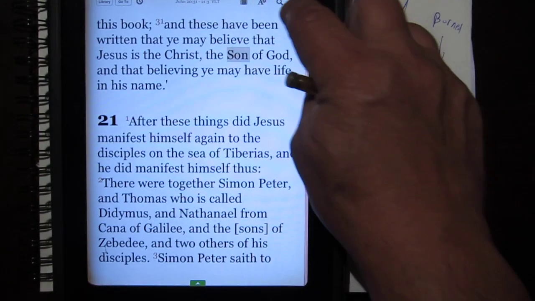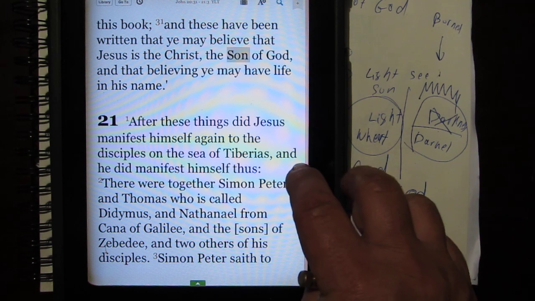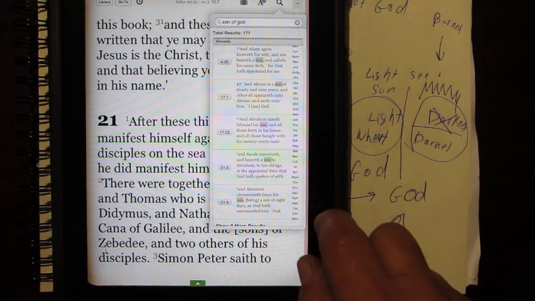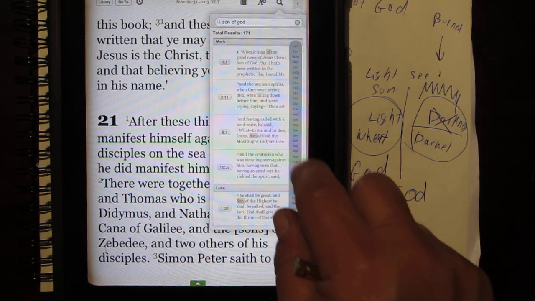Okay, let's look at another place about Son of God. And we have 7% left. We'll go back to Matthew.